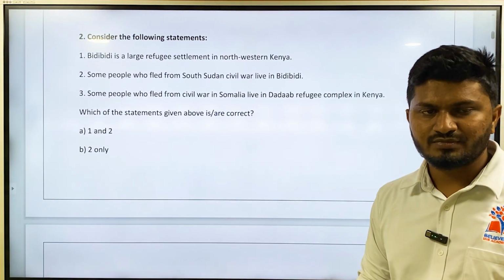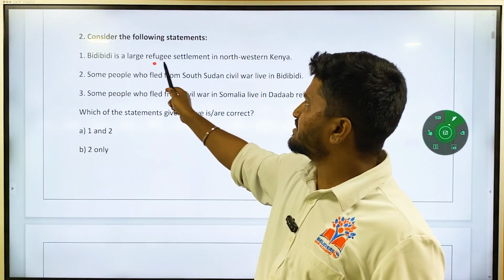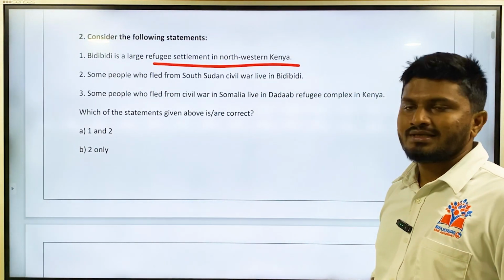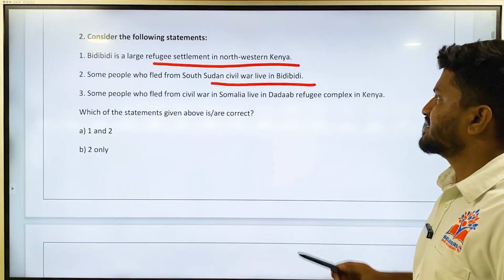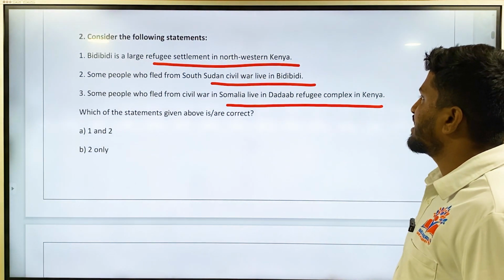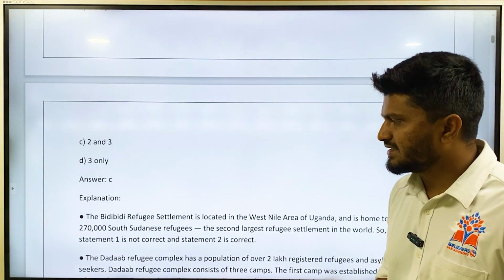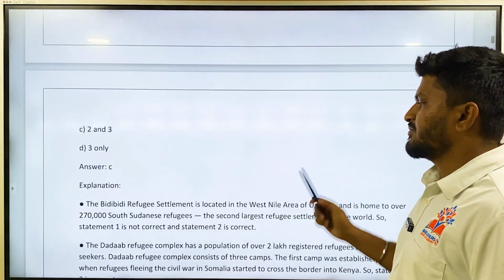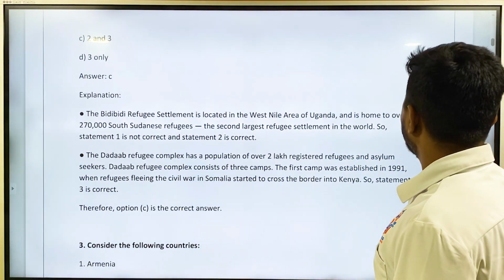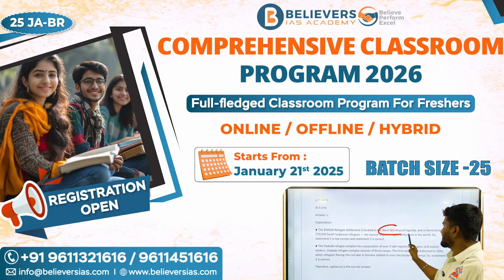Then, consider the following statements. Again, international relations and current affairs. 1. Bidi Bidi is a large refugee settlement in northwestern Kenya. 2. Some people who fled from South Sudan's civil war live in Bidi Bidi. 3. Some people who fled from the civil war in Somalia live in the Dadaab refugee complex in Kenya. Which of the above statements are correct? The correct answer here is C, 2 and 3 only, because the Bidi Bidi refugee camp is not present in Kenya. It is present in the West Nile area of Uganda and is home to over 270,000 South Sudanese refugees.